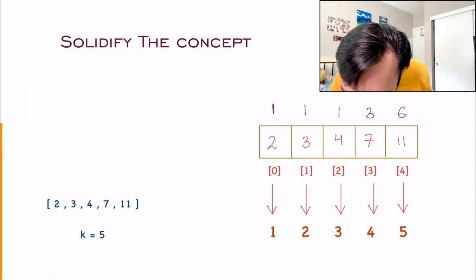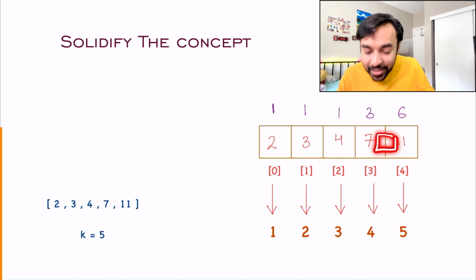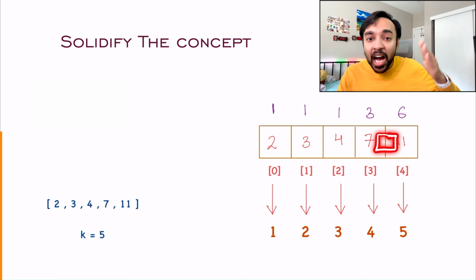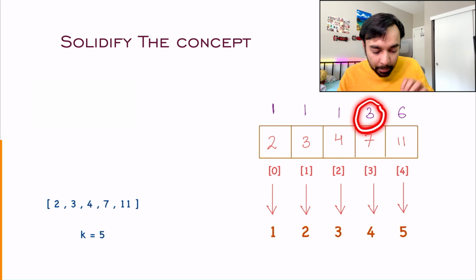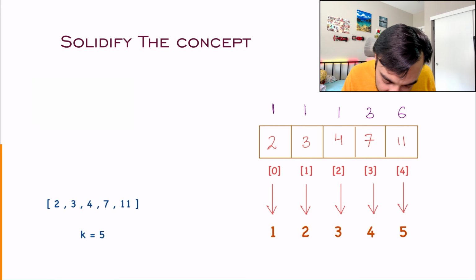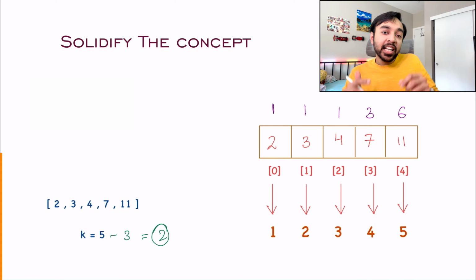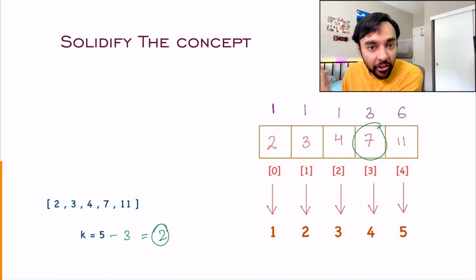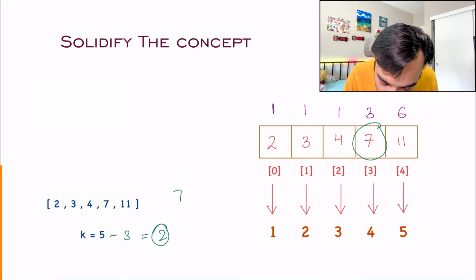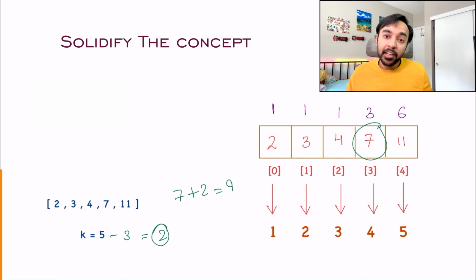So definitely I will find this 5th missing number somewhere between here, right? After 7 and before 11. Up till 7, I am missing 3 numbers. So I can do 5 minus 3, and that gives me a 2. That means if I add 2 to 7, then I will get my 5th missing number. So I do 7 plus 2, and that is a 9, right?